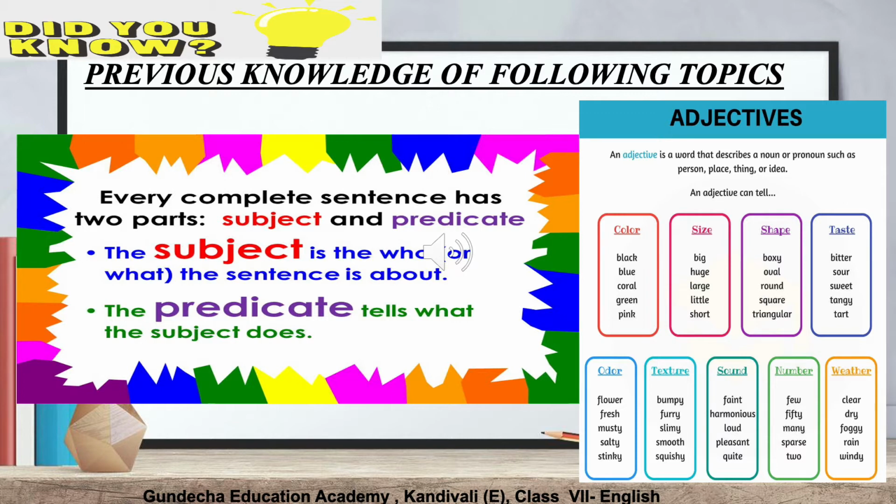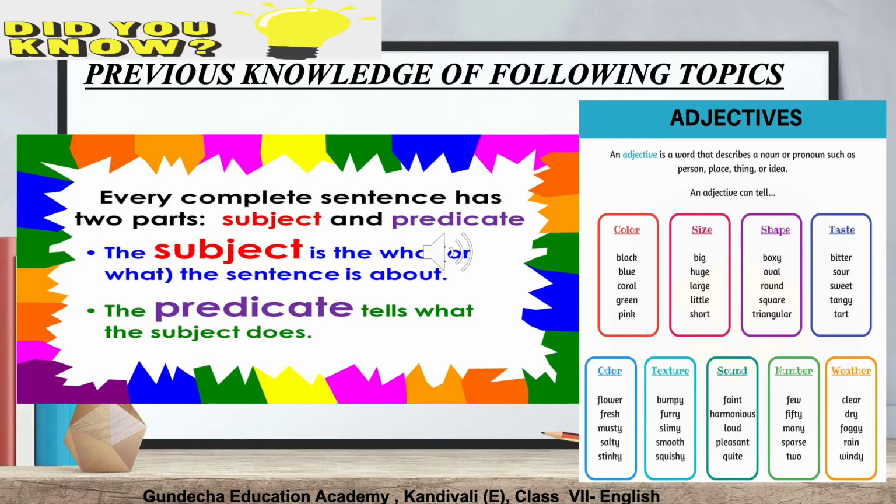So if we take up the group of words in the afternoon, the group of words does not contain a verb, and also we cannot divide in the afternoon into a subject or a predicate. So we can say that in the afternoon is not a sentence and we can term it as a phrase.